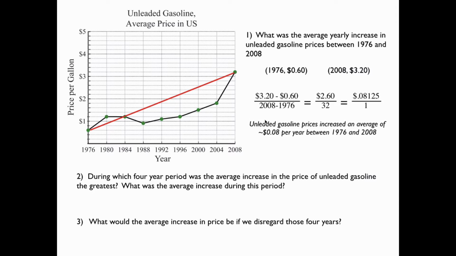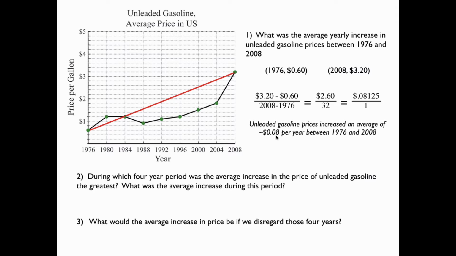and 2008. Now notice, during this time, the price increased, stayed the same, decreased, increased a little more, and then a lot. All right? This calculation tells us nothing about what happened between 1976 and 2008. It just describes in a very simple linear fashion how we got from one place to another.